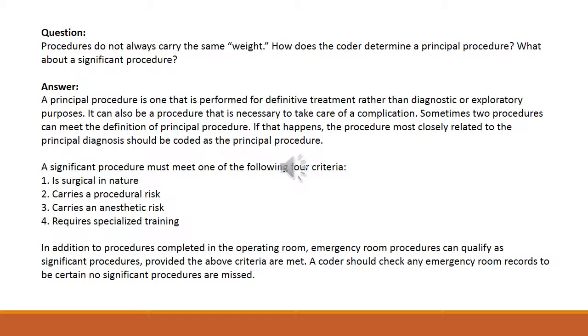Okay, our first question for Chapter 6. Procedures do not always carry the same weight. How does the coder determine a principal procedure? What about a significant procedure?